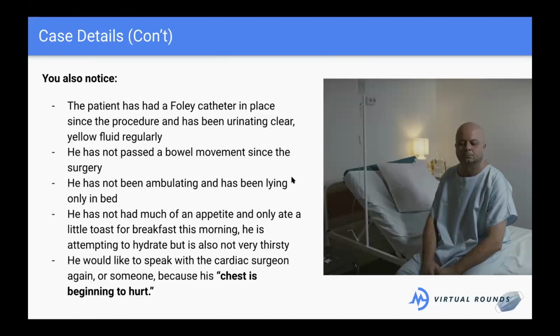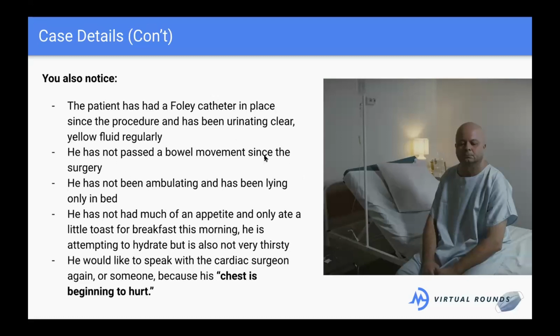All right. So we also notice, as we're here with the patient, that he has a Foley catheter in place. Foley catheters help patients urinate. He's had it in since the procedure, and we checked the Foley bag, and he's been urinating clear yellow fluid regularly. So he's not having any obstruction. It's not bloody. It's not super dark. So this is all nice.